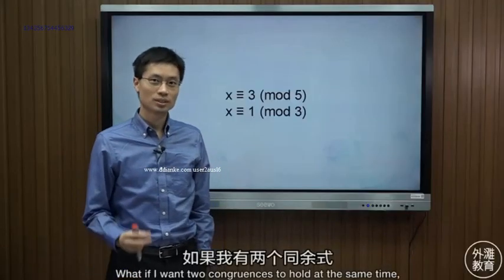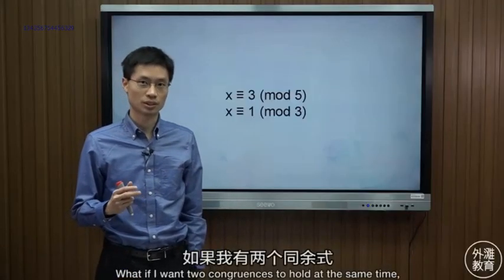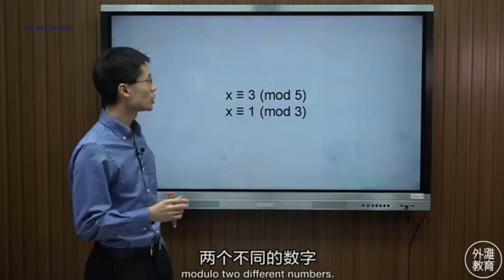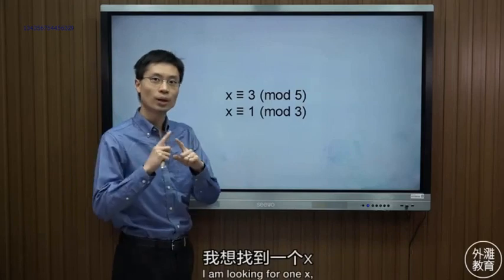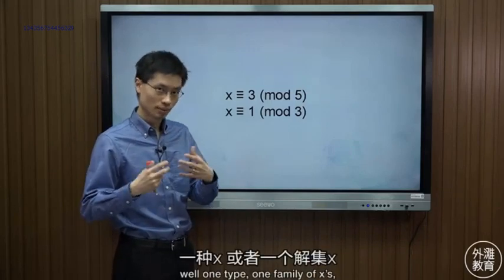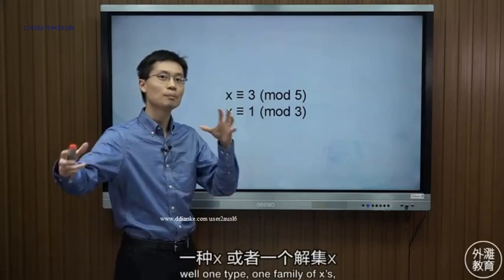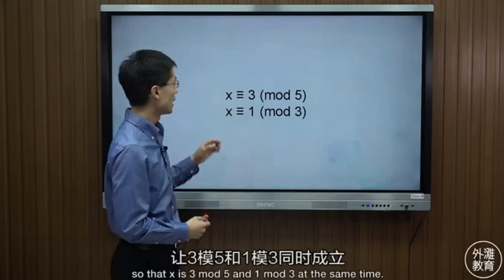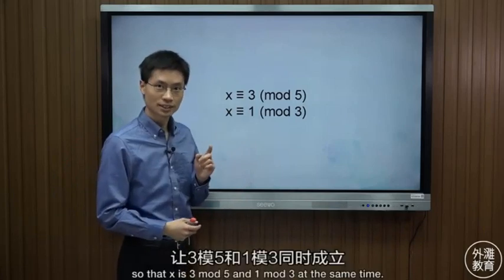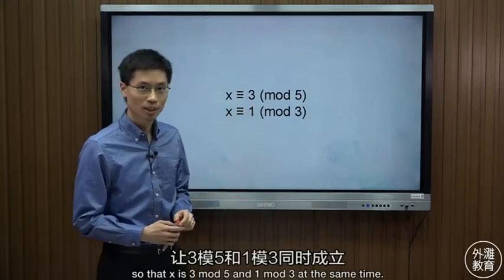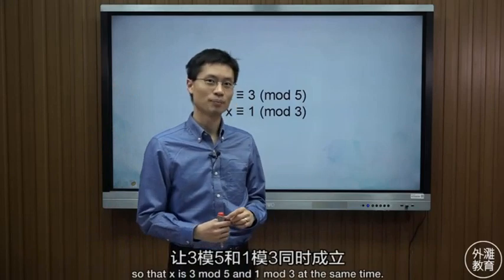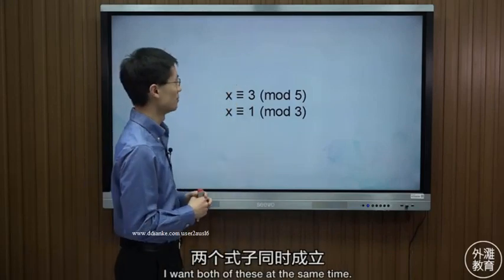What if I want two congruences to hold at the same time, modulo two different numbers? I'm looking for one x, well, one family of x's, so that that x is 3 modulo 5 and 1 modulo 3 at the same time. I want both of these at the same time.